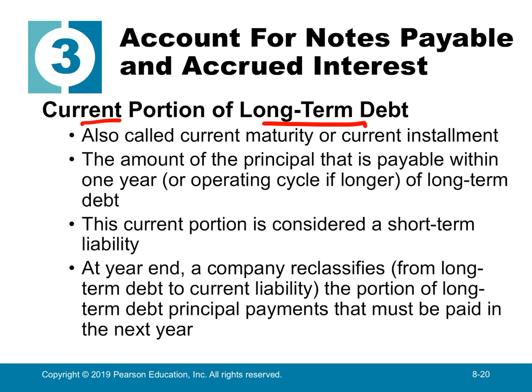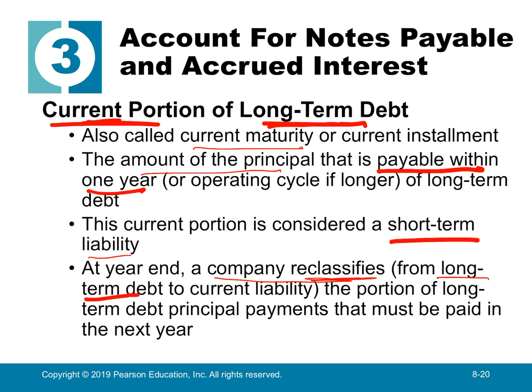We'll also have a current portion of long-term debt. So you might have long-term debt that's due over 10 years. Well, obviously part of that debt is likely to be due within the next year. Think of a mortgage or a car loan, right? So if you have a 5-year car loan, some of that debt is due in 4 years, but 1 year of it is going to be a current maturity, right? So any amount of the principal that's going to be payable within 1 year is going to be a current liability. Right? This is a short-term or current liability. So at the end of every year, the company needs to reclassify, so change from long-term debt to current liability, the portion of the long-term debt that must be paid within the next year.